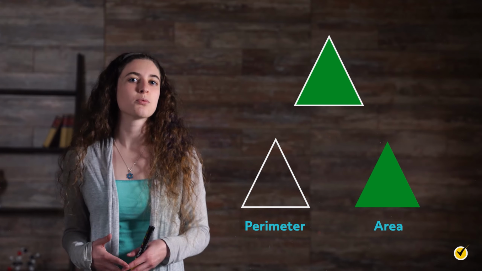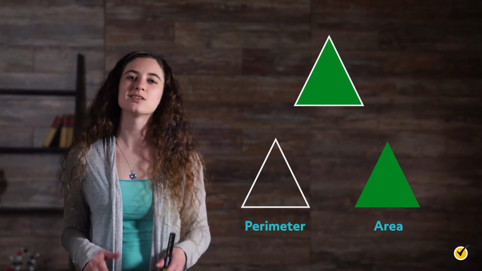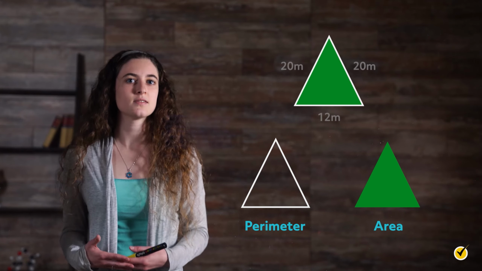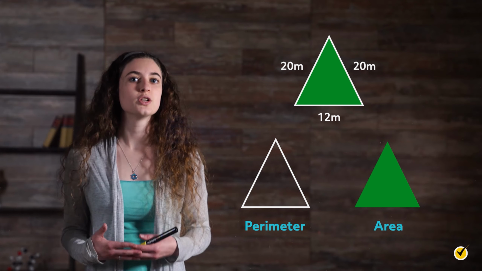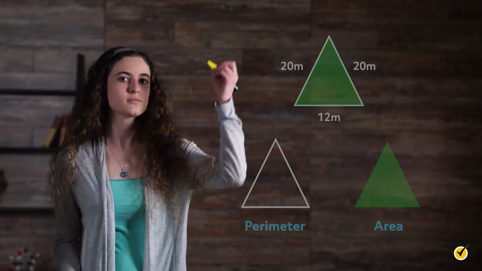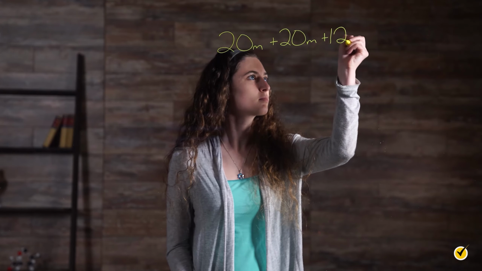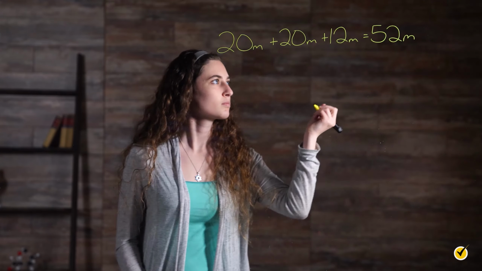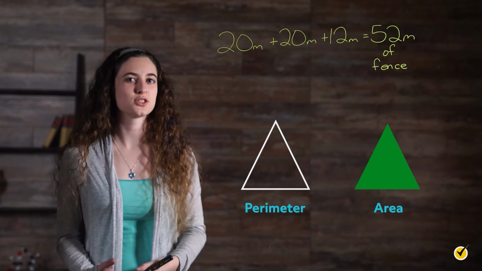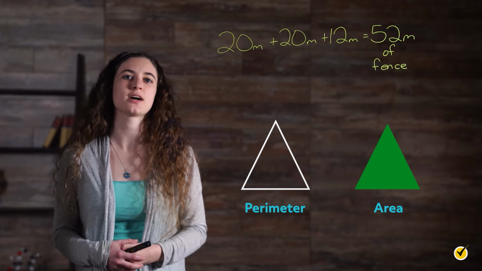Okay, now that we know what perimeter and area are, let's figure out how to find the perimeter. We don't need any fancy formula or anything. All we need to do is add the length of the sides together. So if we know all the sides of our yard, we can easily find the perimeter. 20 meters plus 20 meters plus 12 meters gives you 52 meters of fence. Not much to that one.